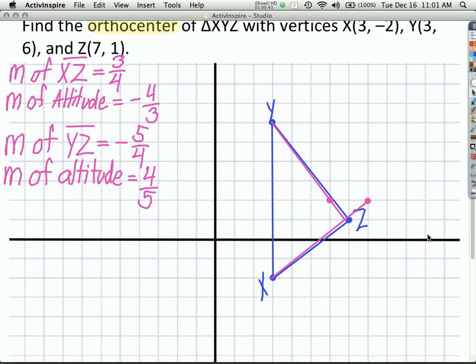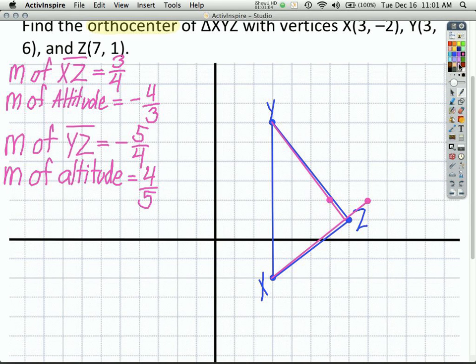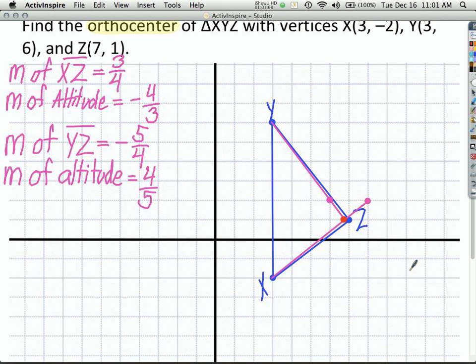And you can see, first of all, to find any of the special points, we only need 2 special segments. You don't need the third one. You can always find what you need with just 2 of the segments. But you can see that they're meeting right about there. Looks like they're meeting right there. So we're going to take a guess that that's the orthocenter.